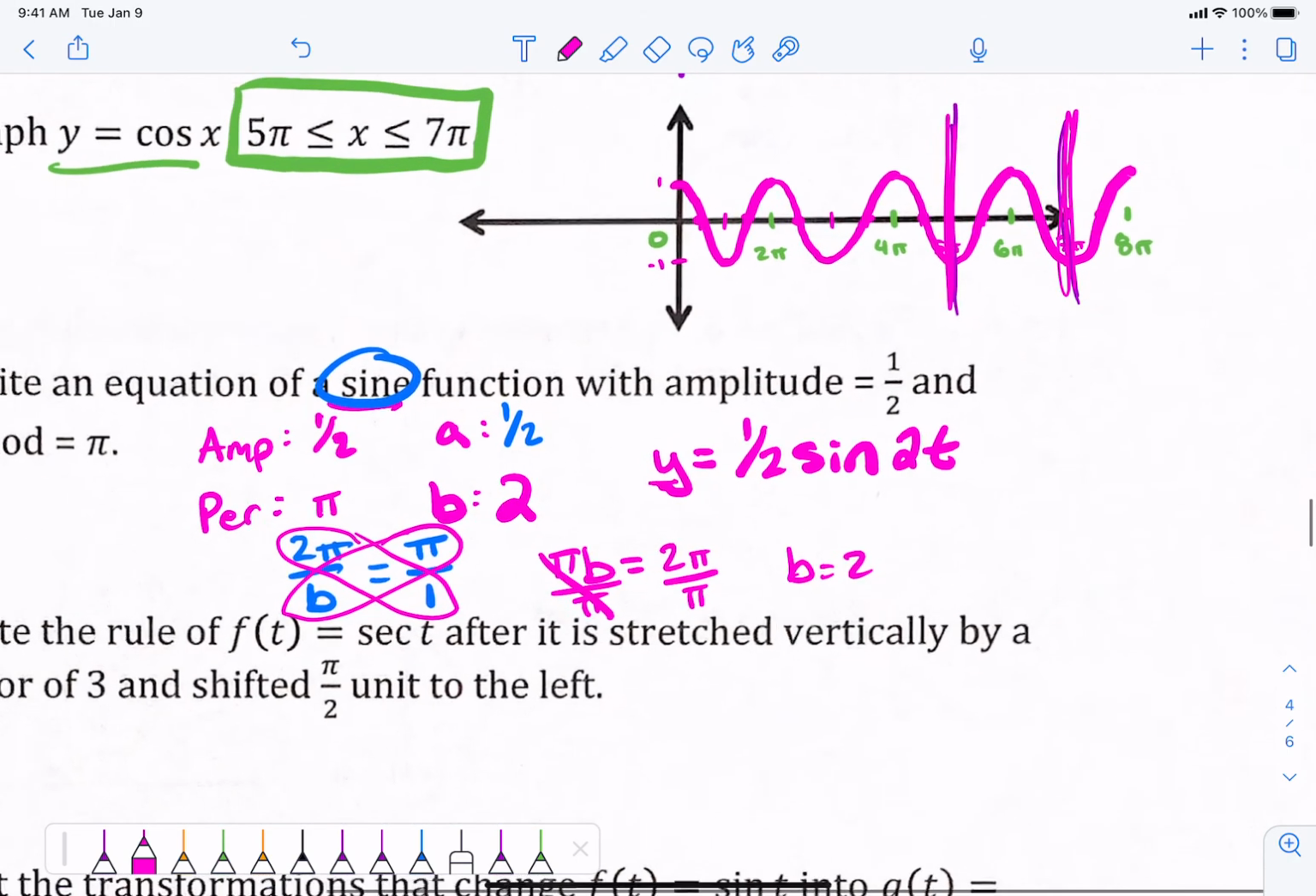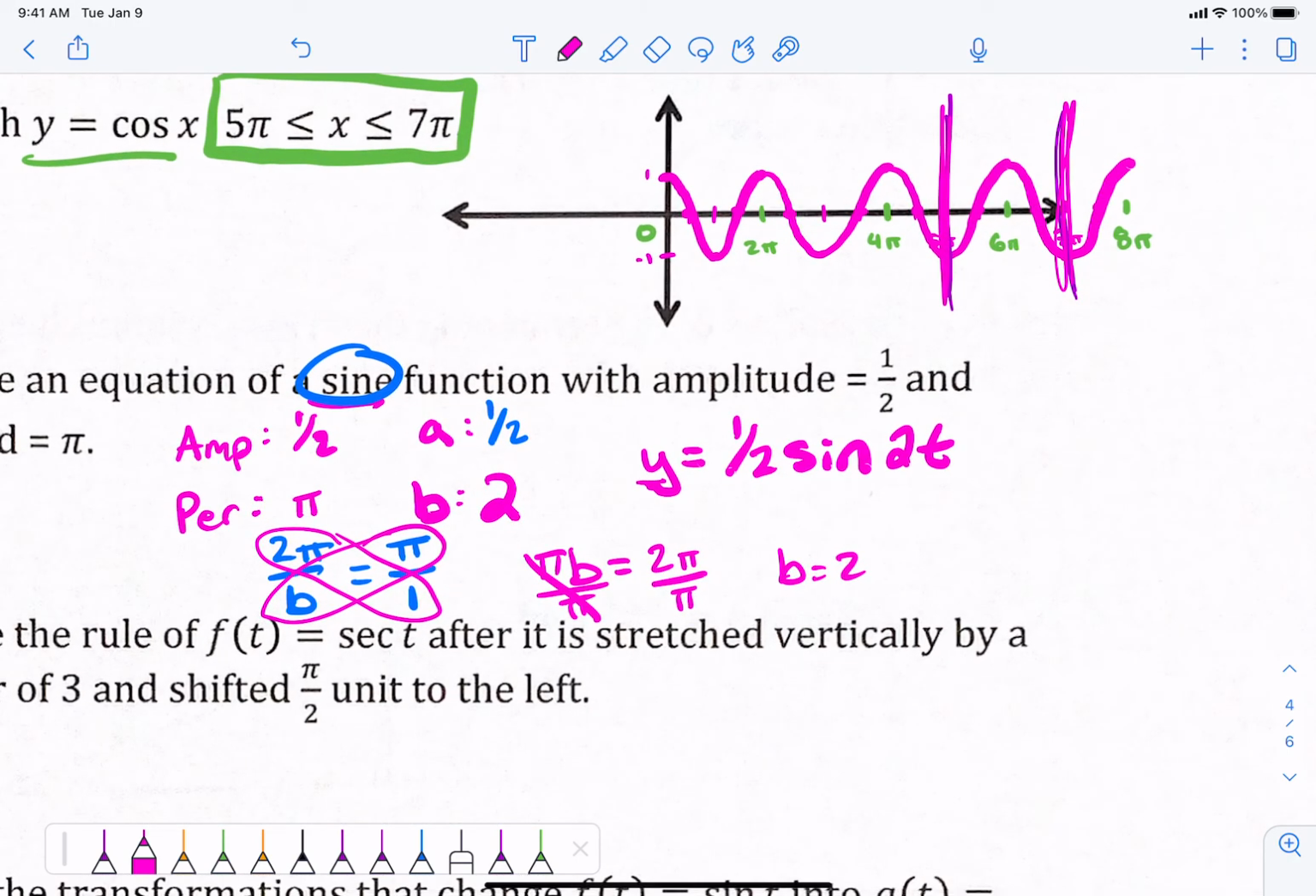Do you need to have parentheses around the 2t? No, you can, but you don't have to. If you have a C, then you need to have a parenthesis, but this way you don't have to.